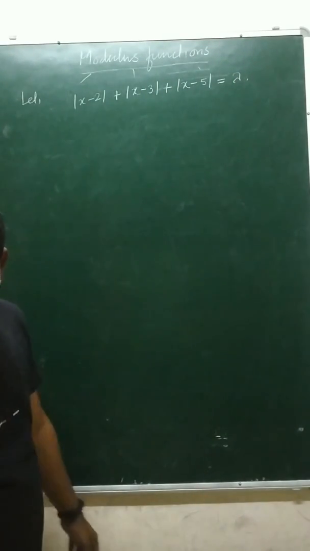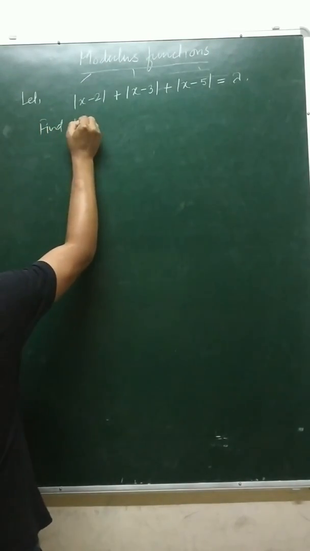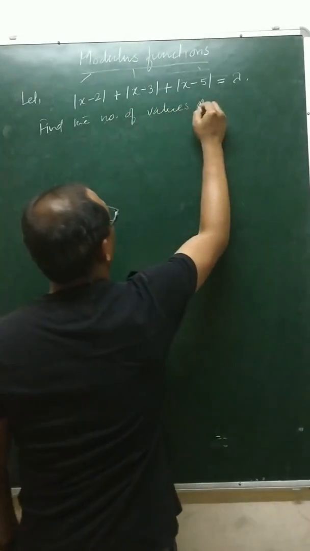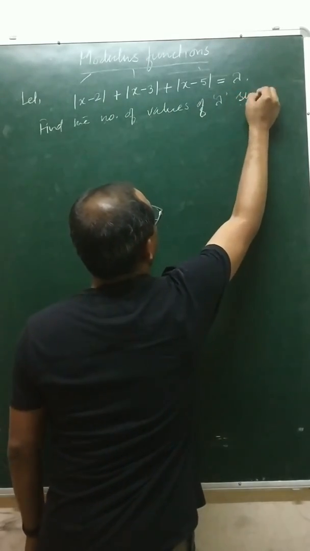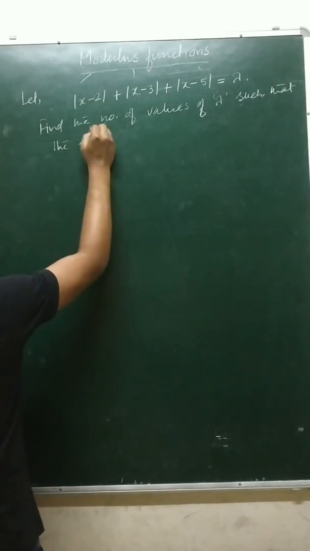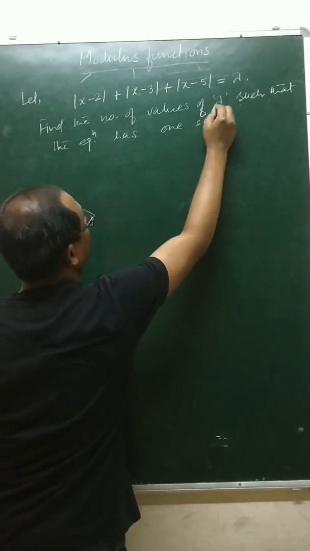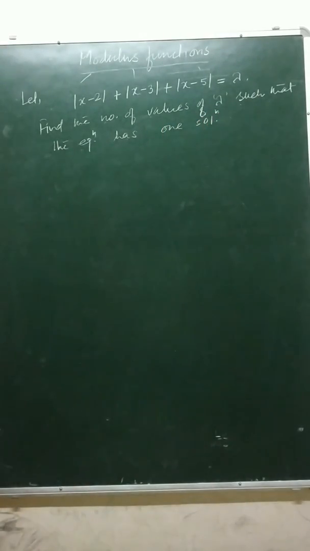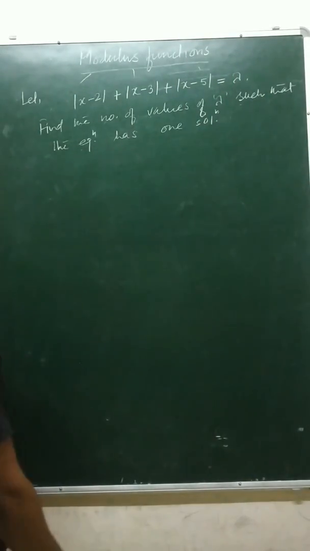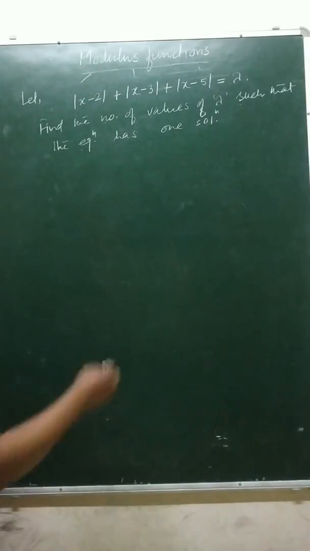Find the number of values of lambda such that the equation has one solution. Okay, this time they have given the right hand side as lambda. How to do it? Let us draw the left hand side first.